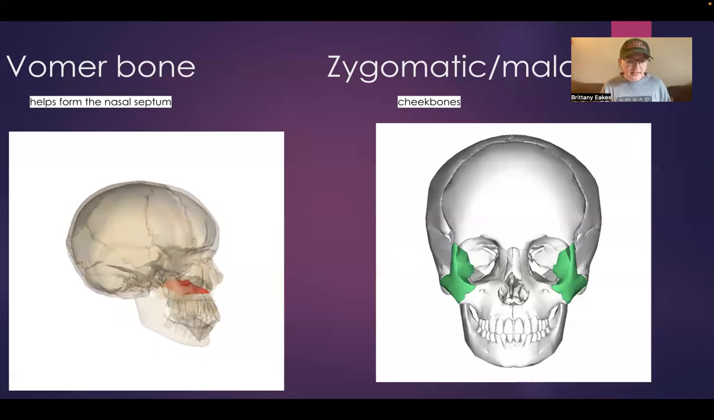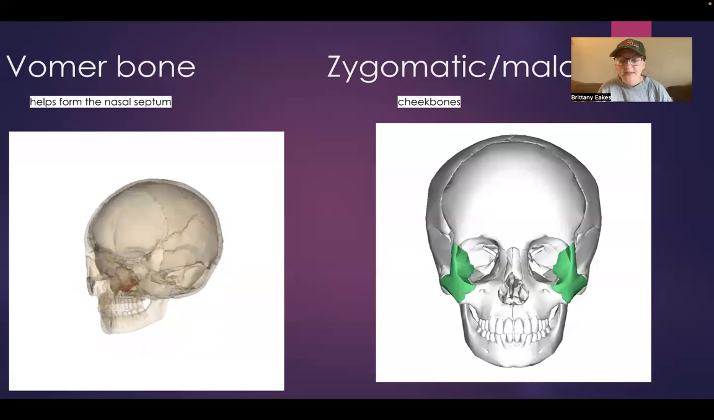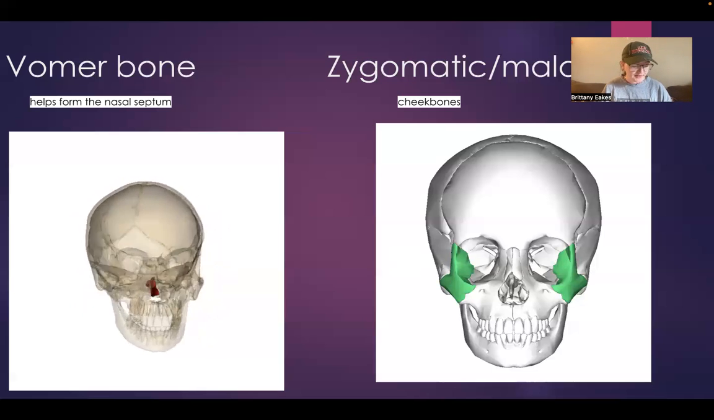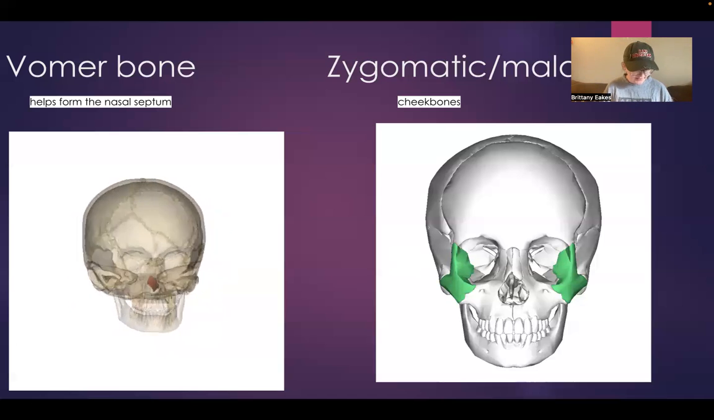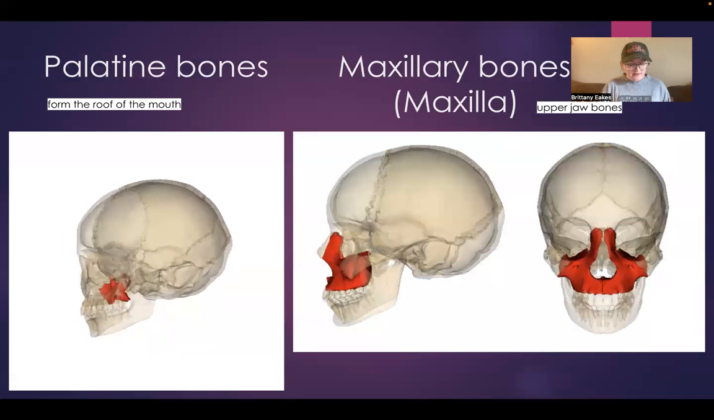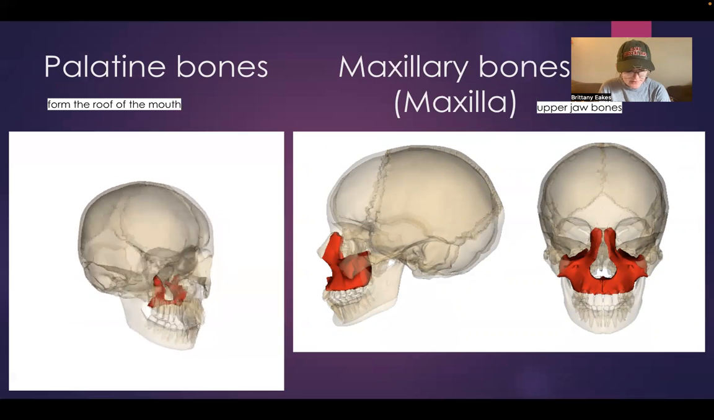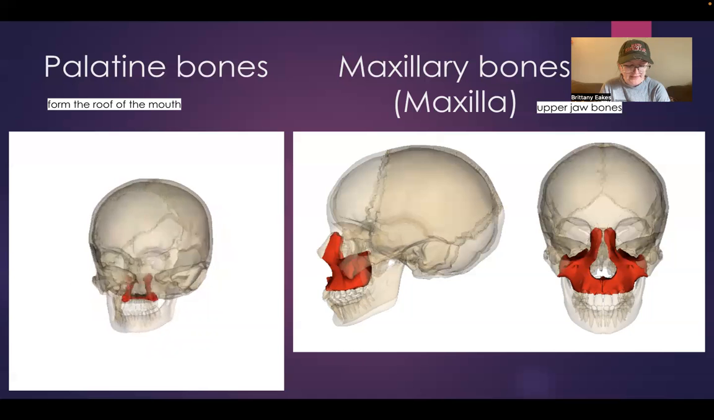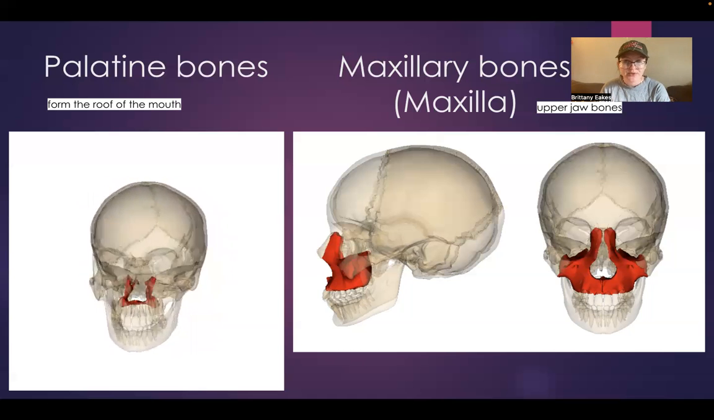The two zygomatic bones, what we call cheekbones, form the prominences of the cheeks and part of the lateral wall and floor of each orbit or eye socket. We have two L-shaped palatine bones, and these form the posterior portion of the hard palate, part of the floor and the lateral wall of the nasal cavity.